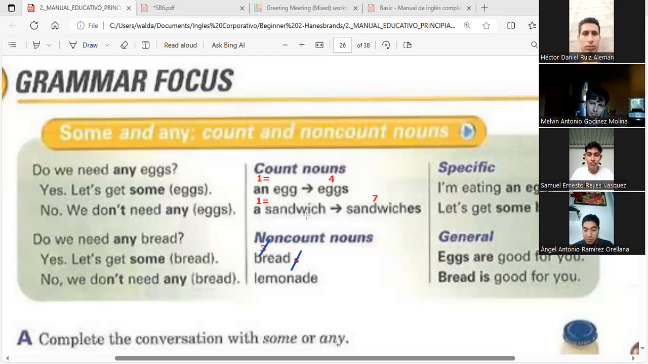Okay? So the same thing here, lemonade, we cannot count lemonade. Anything that is liquid, we cannot count it. We cannot say, for example, give me two lemonades or five lemonades. Okay, you cannot say, give me five lemonades. Not possible.